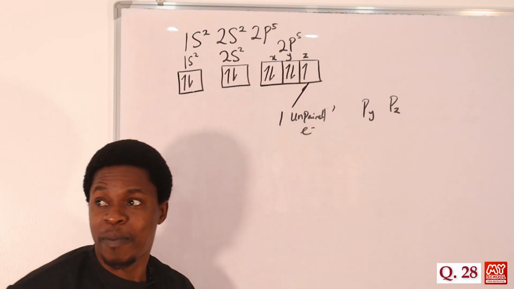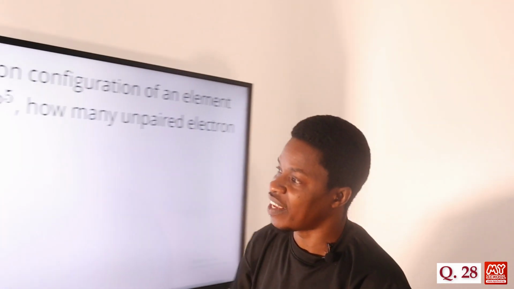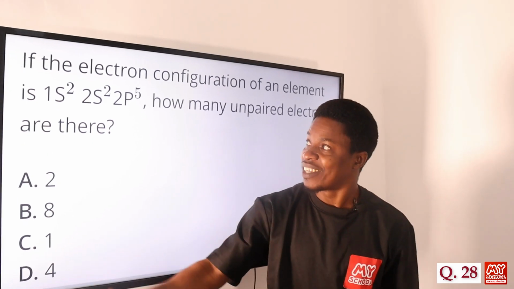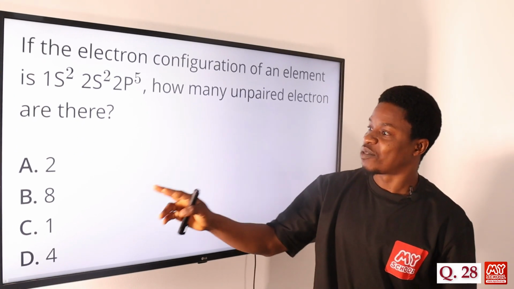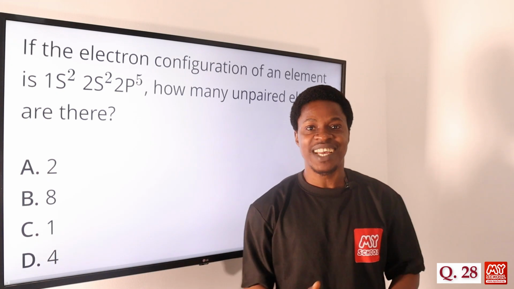Okay, so let's go back to the screen. Option A says 2, we have 8, we have 1, we have 4. Okay, so the number of unpaired electrons that we have therein is 1. So the correct answer is option C.